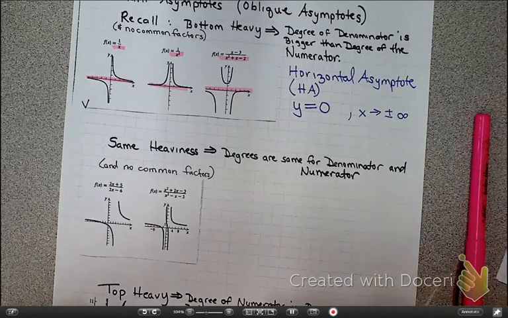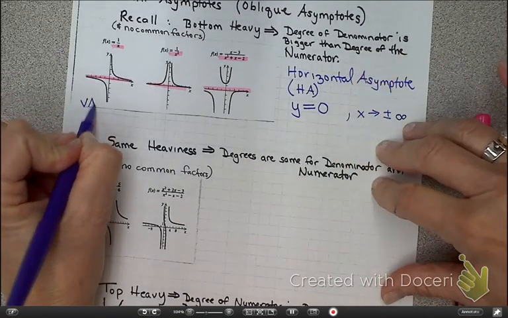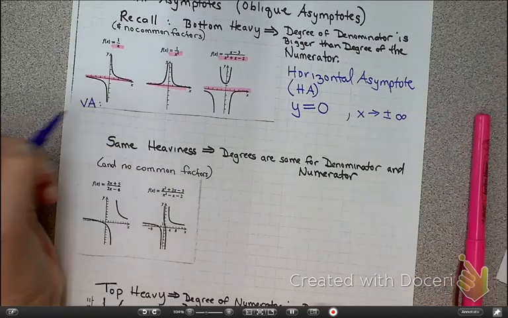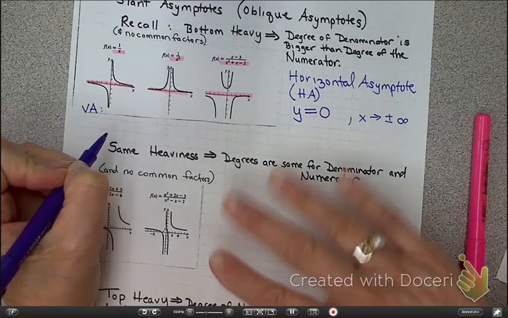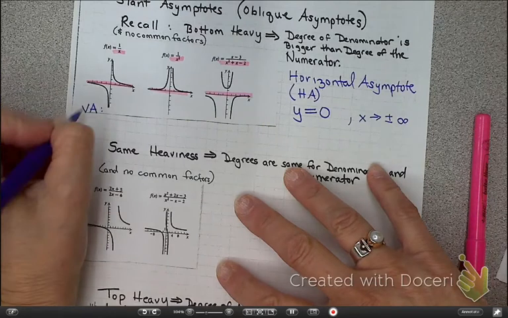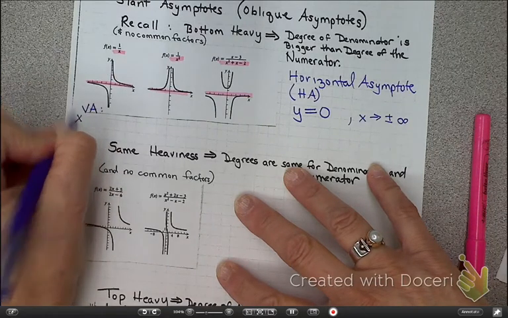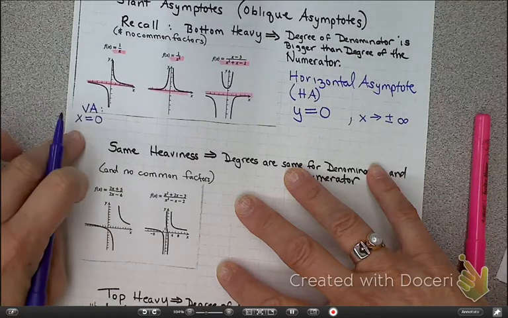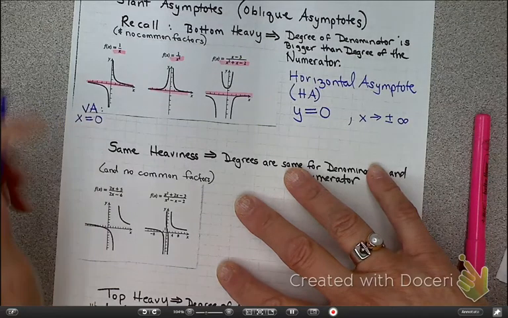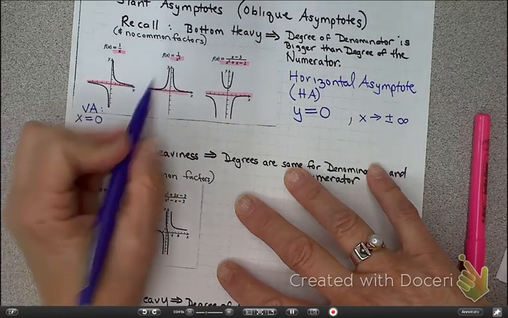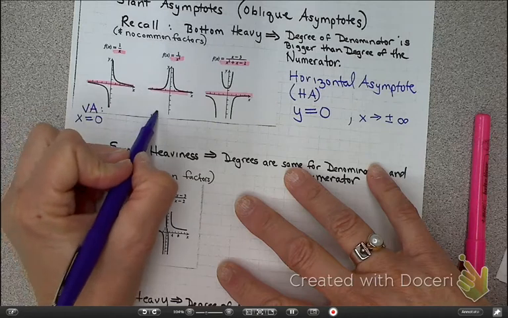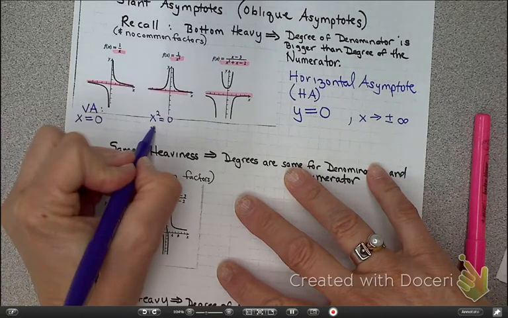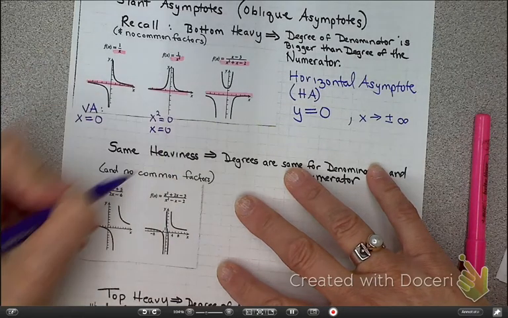Okay, so for the vertical asymptote, VA, remember what we do is we just set the denominator equal to 0. So in this case, the denominator set equal to 0 means the vertical asymptote will be x equals 0. Same here, if you set this denominator equal to 0, you get x equals 0. So that has that vertical asymptote.